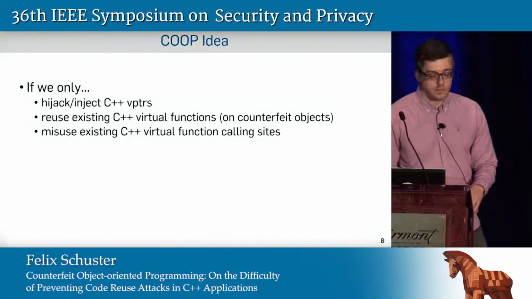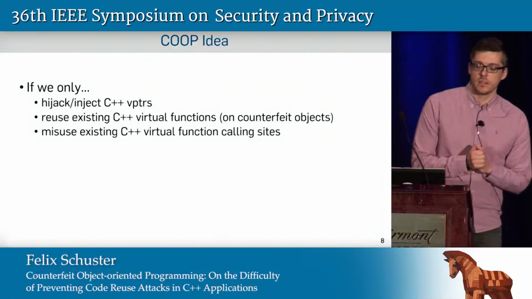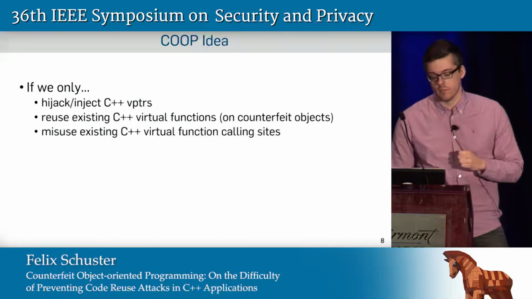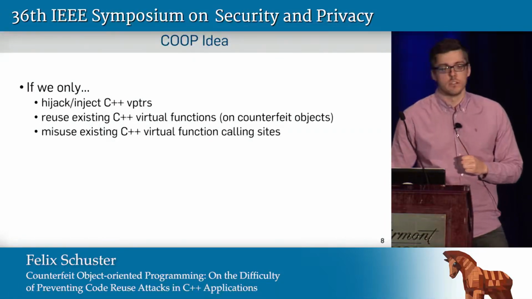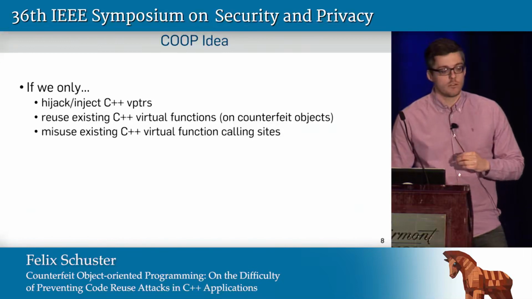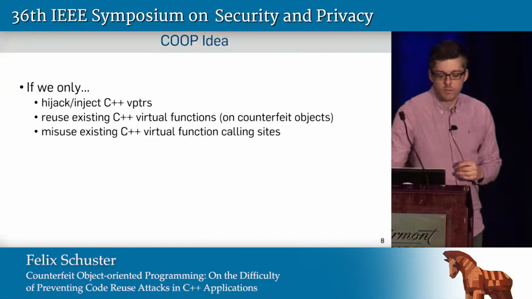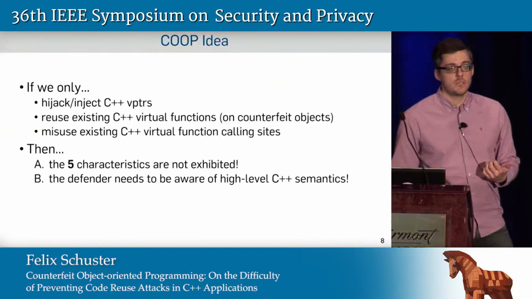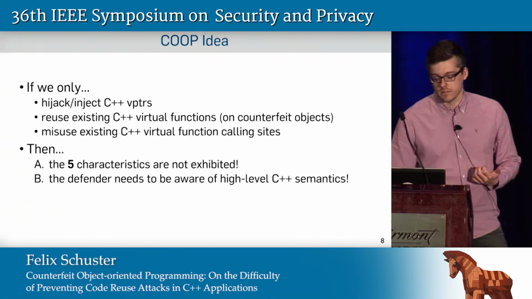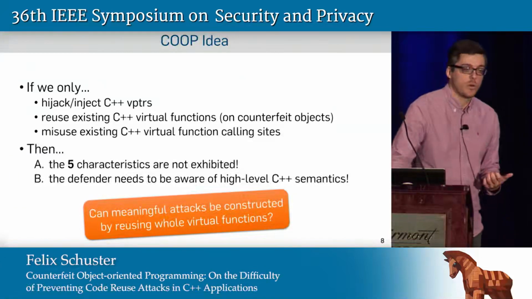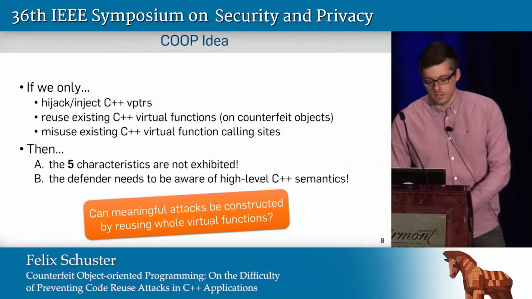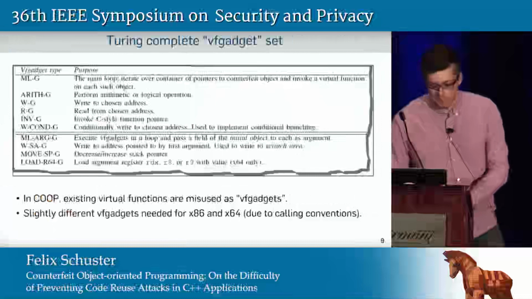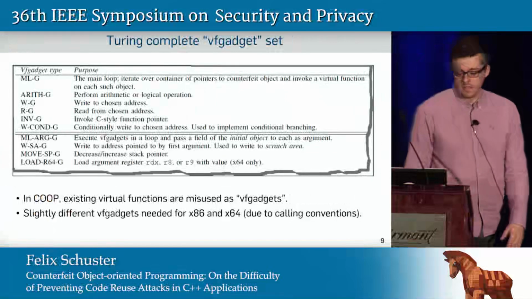So the idea is, for our attack, if we only hijack and inject C++ vptrs, and we only reuse existing C++ virtual functions on our own injected counterfeit objects, and we call these virtual functions only from existing virtual function calling sites, then A, we don't exhibit these 5 characteristics, and B, the defender needs to be aware of C++ semantics. Now the question is, can we create a mean attack using only whole virtual functions? And it turns out we can, and here's an excerpt from our paper.